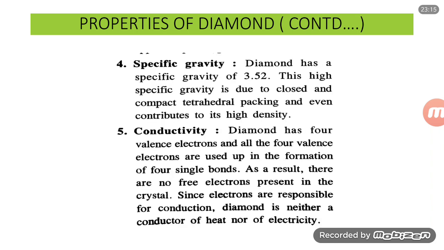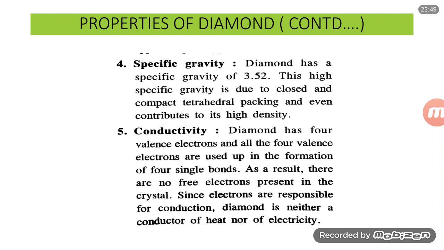About specific gravity. Diamond has a specific gravity of around 3.52. This high specific gravity is due to close and compact tetrahedral packing and even contributes to its high density. So why does diamond have a high specific gravity of 3.52? It is because of the compact arrangement of the carbon atoms, giving it the form of a tetrahedral packing.